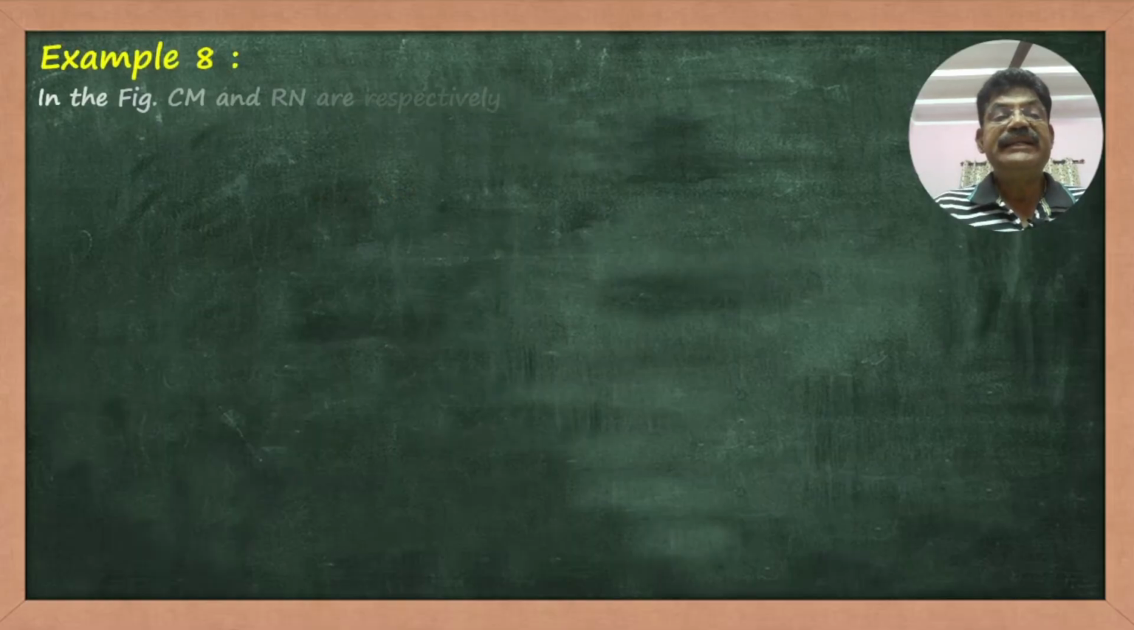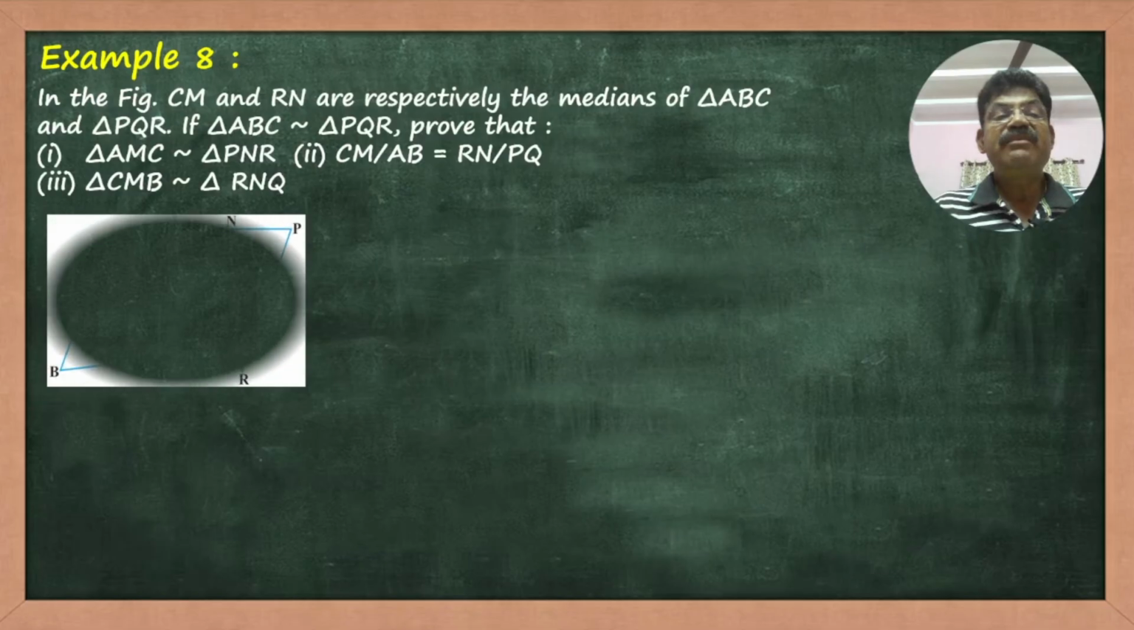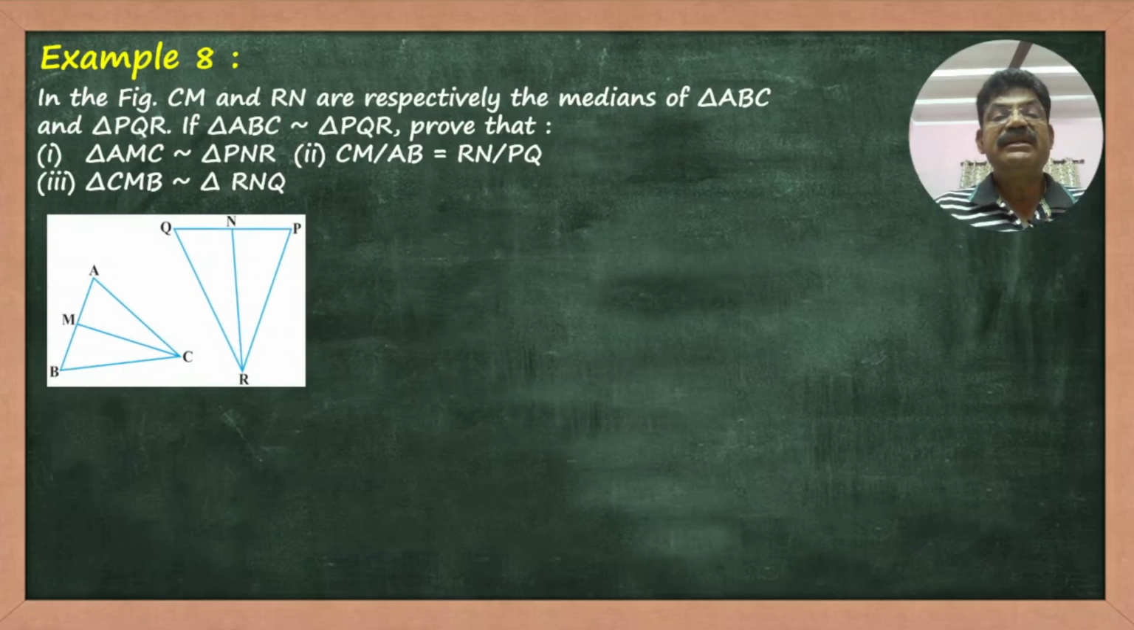Now, example 8. In the figure, CM and RN are respectively the medians of triangle ABC and triangle PQR. If triangle ABC is similar to triangle PQR, prove the following 3 results. So that is the question. You look at the diagram, you will prove the result. You will prove one by one.